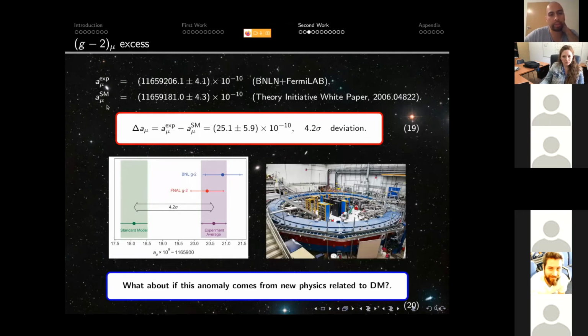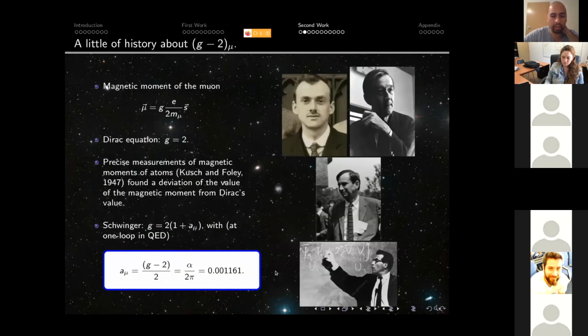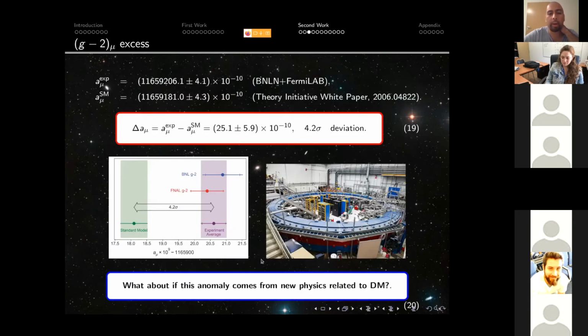So nowadays we have two very precise values, one from the experiment and the other from the theory side. And as you can see, they are very close to each other, basically the same numbers as those I was showing you here, predicted by Schwinger in this elegant expression, but now with much more precision. But there still exists a discrepancy between the two quantities at the level of 4.2 sigma. As you can see in the picture, we have this discrepancy between the standard model and what is observed in the experiment. So the question is, what if this anomaly comes from new physics related to dark matter?